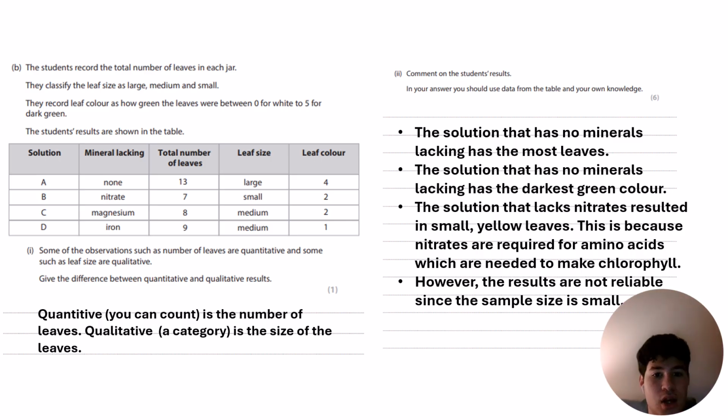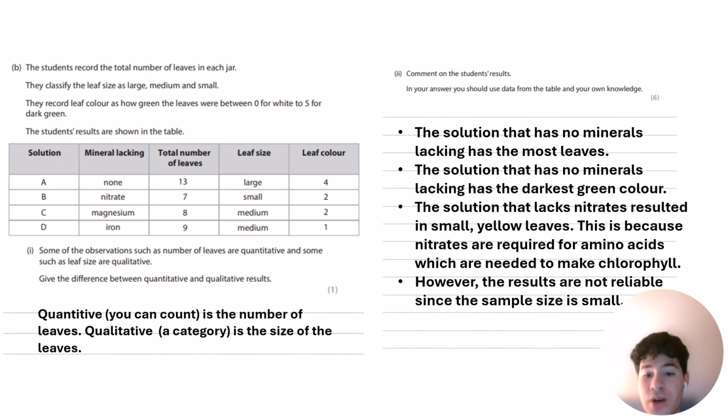Okay, so comment on the student's results. In your answer, you should use data from the table and your own knowledge. Always there is a question using your own knowledge. Okay, so the solution that has no minerals lacking has the most leaves. Okay, obviously because the plant has all the minerals so it can grow in ideal conditions. The solution that has no minerals lacking has the darkest green color.